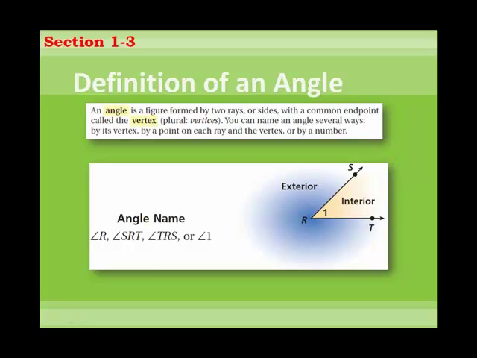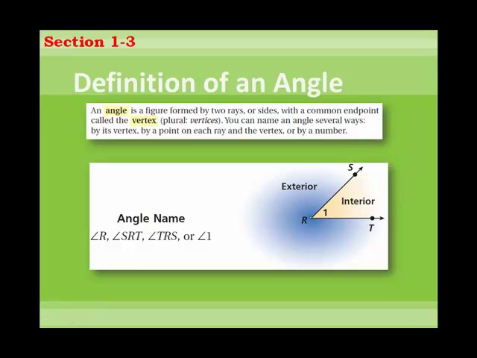Section 1.3 deals with angles and how to measure angles and how to name angles. So we're starting section 1.3 right now, and you can see here that we have the definition of an angle, which is a figure formed by two rays or sides with a common endpoint called the vertex.